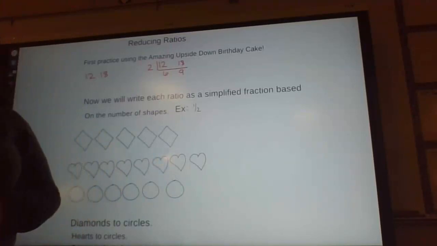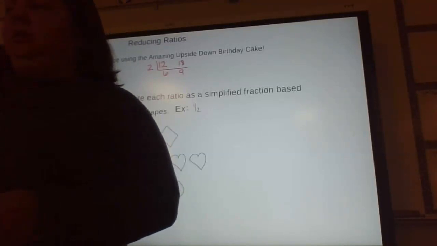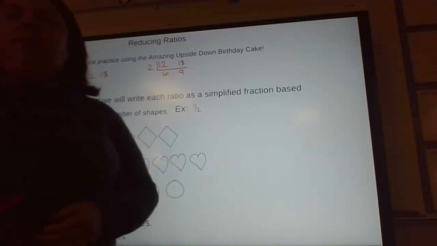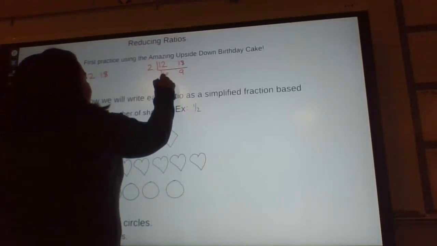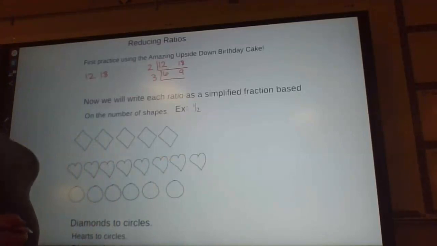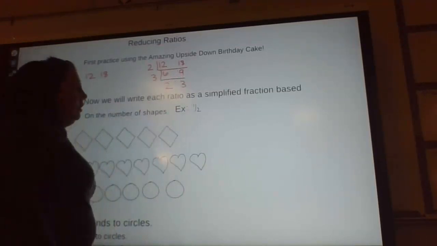Let's try 3. Is 6 divisible by 3? Yeah. Okay, so it came out evenly. What about 9? Is 9 divisible by 3? Yeah. So I know that my next number down is going to be a 3. What was 6 divided by 3? 2. What was 9 divided by 3? 3.